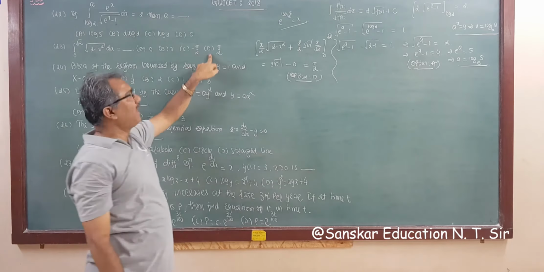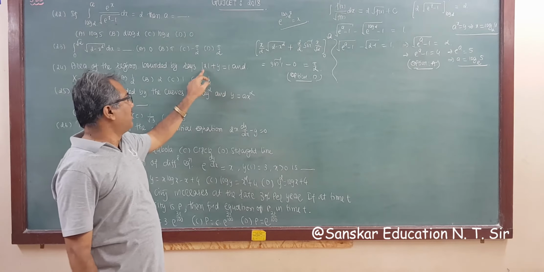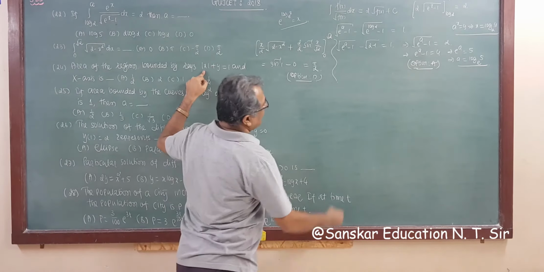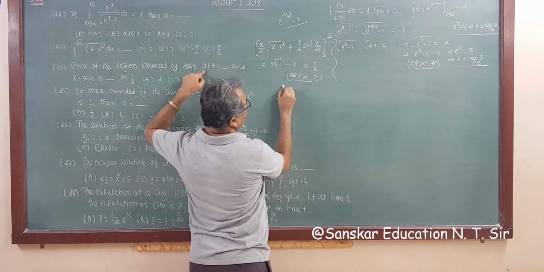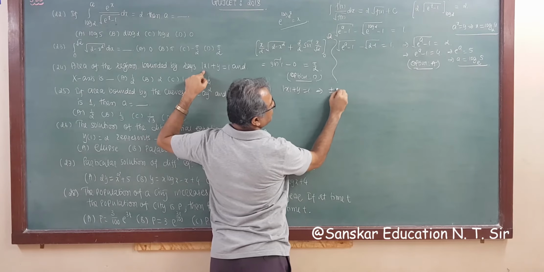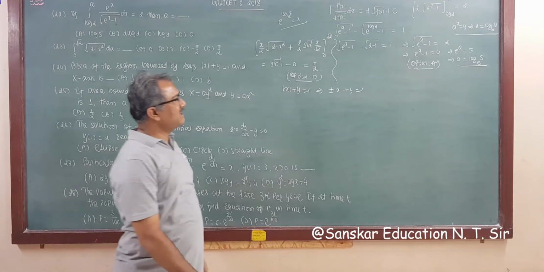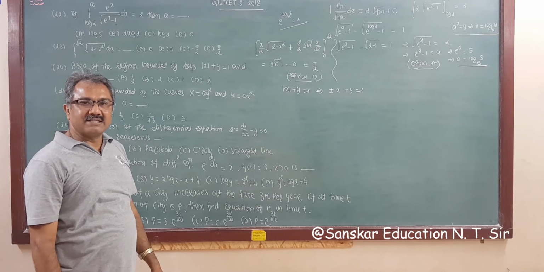Then the area of the region bounded by the curve mod x plus y is equal to 1, right. So mod x, you know, mod x means plus or minus x, so this implies mod x is plus or minus x, plus y is equal to 1. This is the given equation.